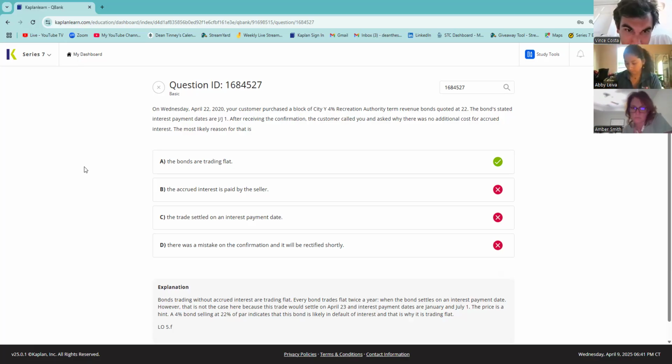So maybe I would have attacked this with process of elimination. Right? I should have known B is not true. I should have known C is not true. D, if there was a mistake on the confirmation, it'll be rectified shortly. That's never going to be the right answer. That's just nonsensical. It's going to be rectified shortly. So bonds are trading flat.